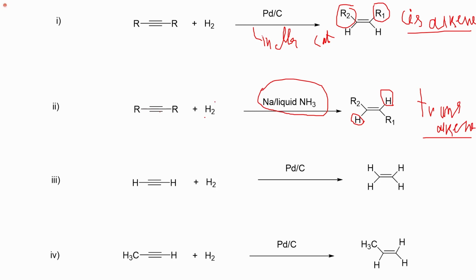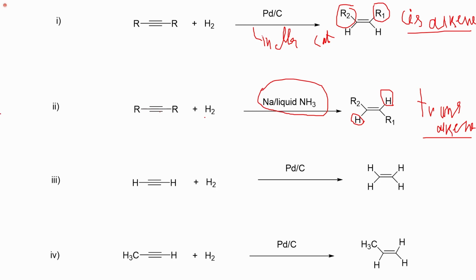Now from these two examples we need to know how we can synthesize the cis alkene and how we can synthesize the trans alkene. If somebody asks how to synthesize the trans alkene, you have to use sodium and liquid ammonia for this purpose.